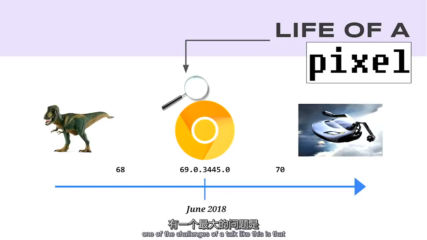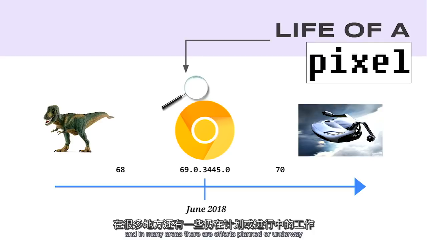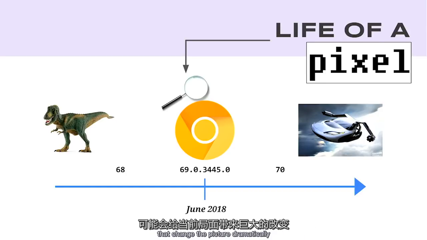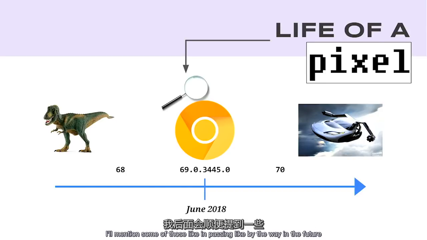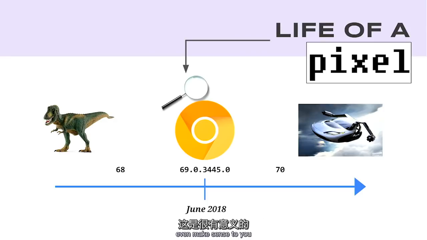One of the challenges of a talk like this is that Chrome's rendering architecture is in a state of constant flux. So just be aware that in this talk, I'm showing the state of the code that is running on trunk and shipping today in the Canary channel. And in many areas, there are efforts planned or underway that change the picture dramatically. I'll mention some of those in passing, like, by the way, in the future. But I'm not going to talk too much about the stuff that isn't launched yet, because I think that you need a solid baseline understanding of how things are in the present before those future efforts will even make sense to you.